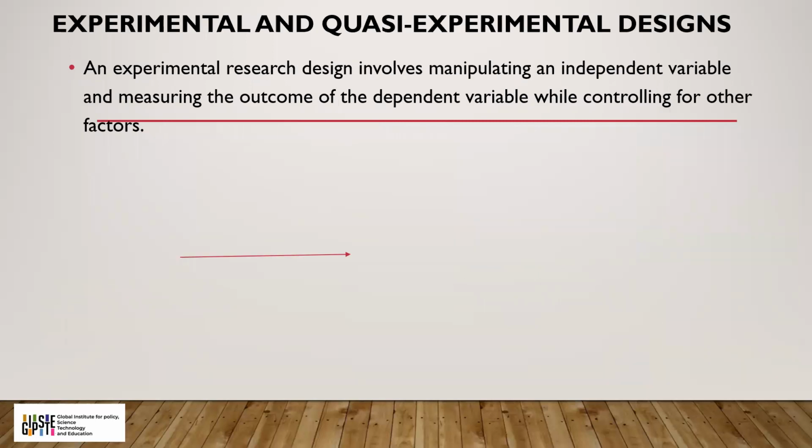This brings us back to the second category, that is experimental and quasi-experimental design. An experimental research design involves manipulating an independent variable and measuring the outcome of the dependent variable while controlling for other factors, as we saw in the correlational case, where other factors like stress and health-related factors may influence the outcome. So in this case, we will be manipulating the independent variable only, measuring the outcome of the dependent variable while controlling for those other factors like stress and health-related factors.